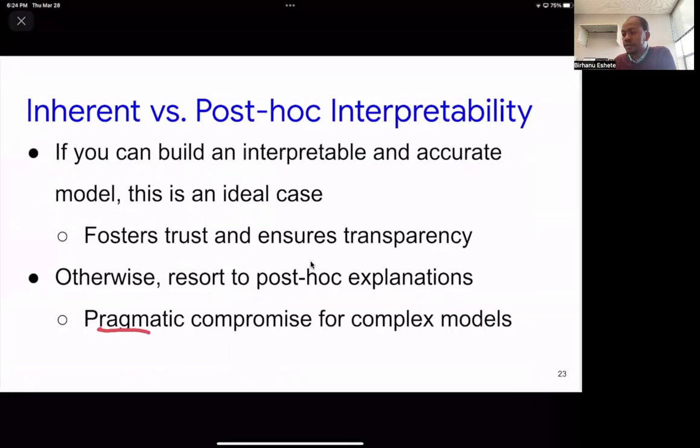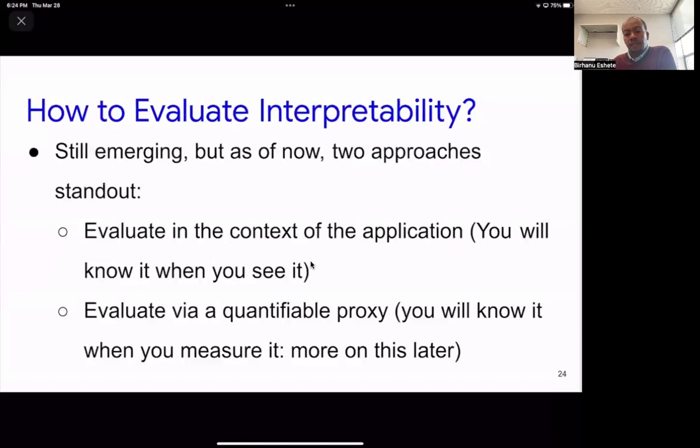Okay, so that is inherent versus post-hoc interpretability approaches in interpreting machine learning models. The other useful question to ask at this point is how to evaluate interpretability. This is still emerging, but as of now, there are two approaches. Either you evaluate in the context of the application, and another way to say this is you will know it when you see it. So you will know the model got something wrong when you see it.